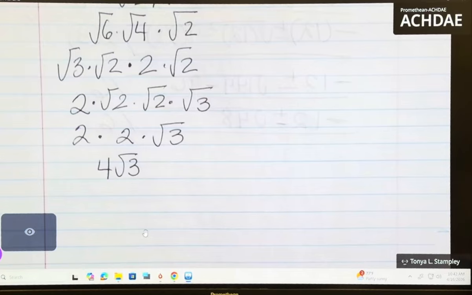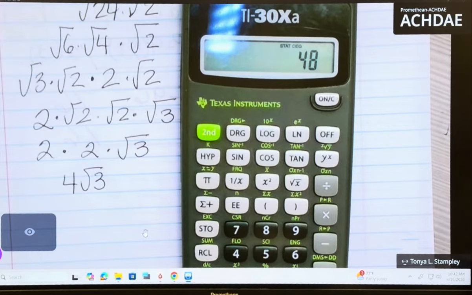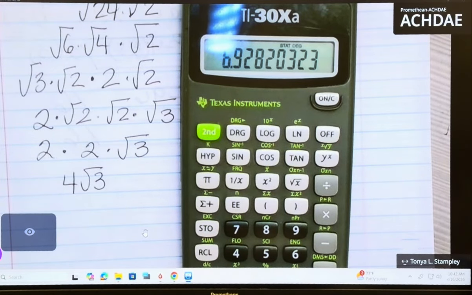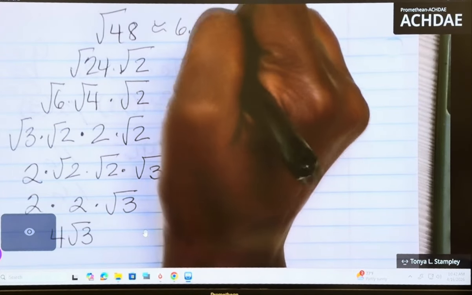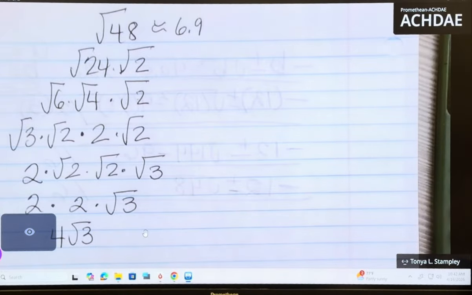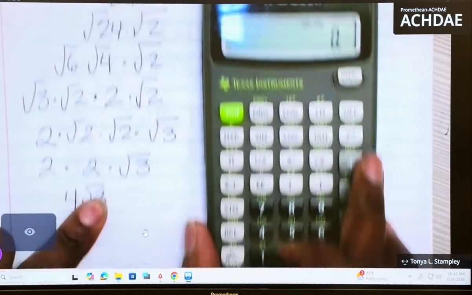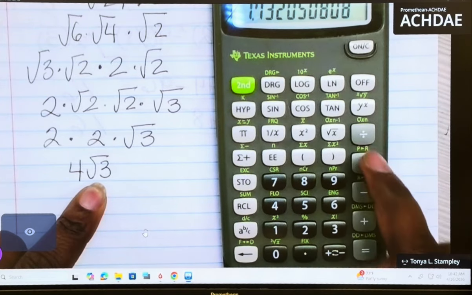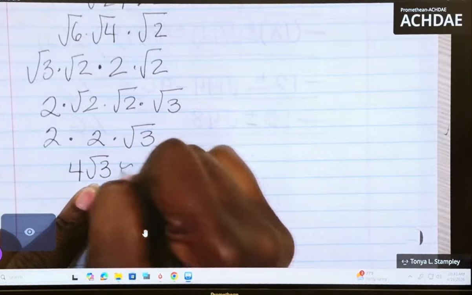Does everybody see that? Now, grab your calculators real quick because I want to show you that we did this right, and how you can check to make sure you did it right. In your calculator, put 48 and hit the square root key. What do you get? 6.9, right? So this is approximately, and why am I saying approximately? Because it's a non-terminating decimal. It keeps going, right? Now, put 3, hit the square root, and then put times 4 equals. What do you get? So is this approximately the same thing?